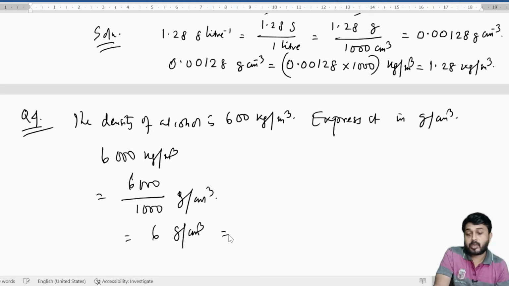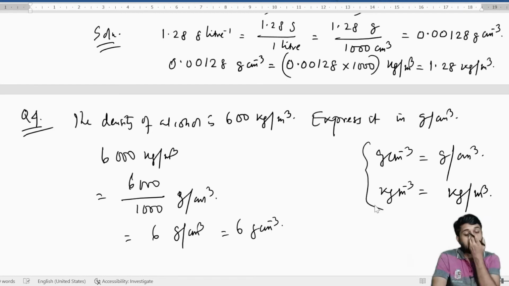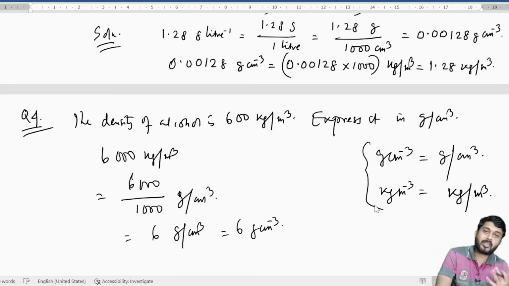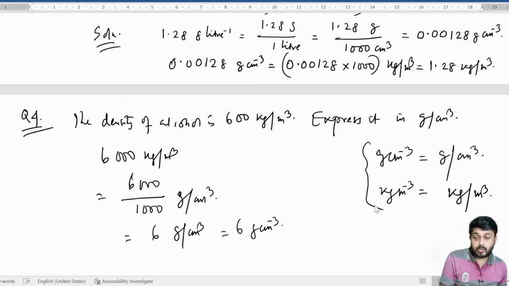You may also write it like 6 gram centimeter to the power minus 3. Keep it in mind that gram centimeter to the power minus 3 is same as gram per centimeter cube, or kg meter to the power minus 3 is same as kg per meter cube. Both of them are same. Any one of them, you may feel free to use in examination anywhere and everywhere. They don't make a difference. After number 4, I want to do number 6.